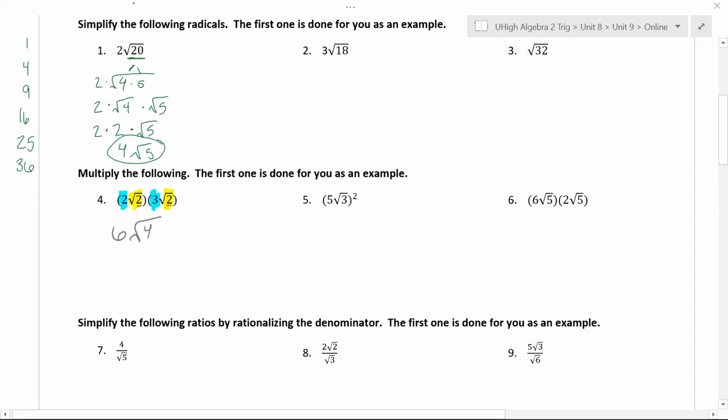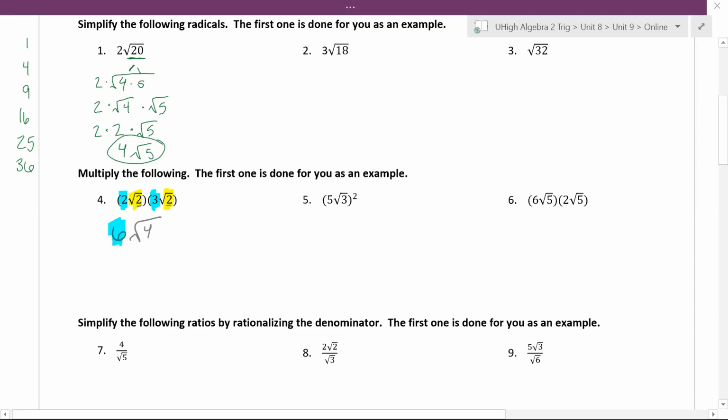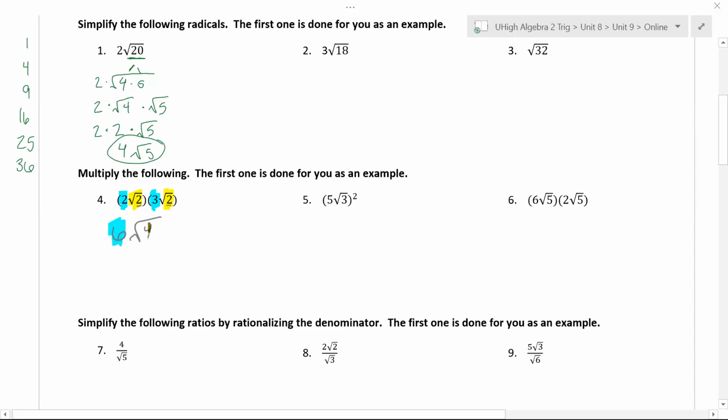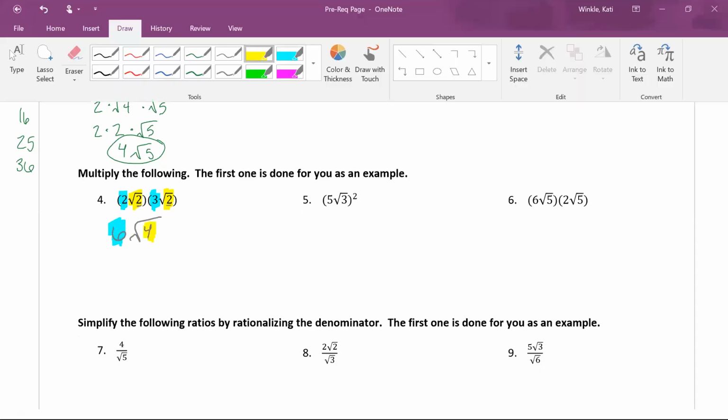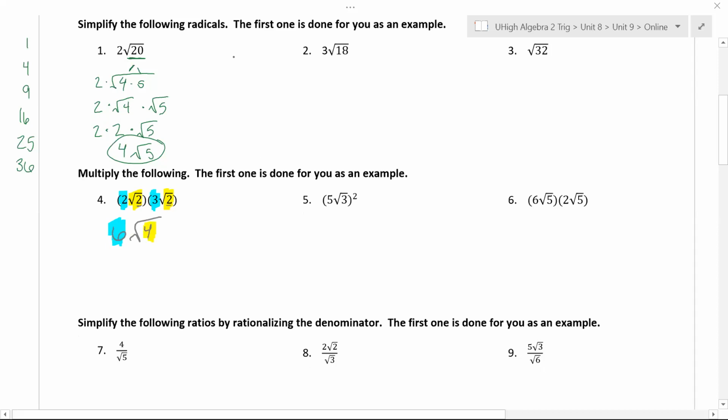Just so that you guys can visually see that a little bit better, 6 came from what's on the outside. This 4 came from what was on the inside of our square root. Well, now I know what the square root of 4 is, so I can rewrite my square root of 4 as 2. So now I just have 6 times 2, which is 12.